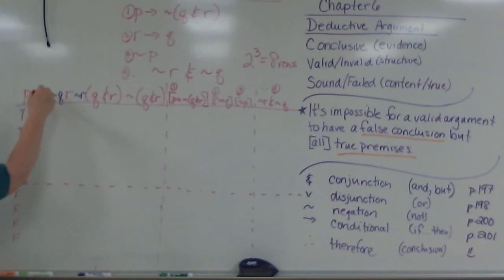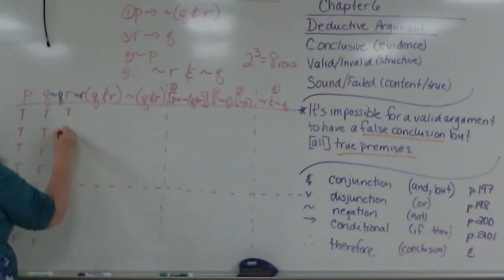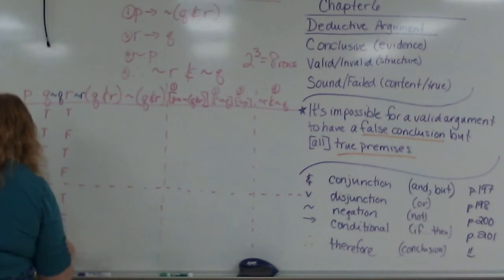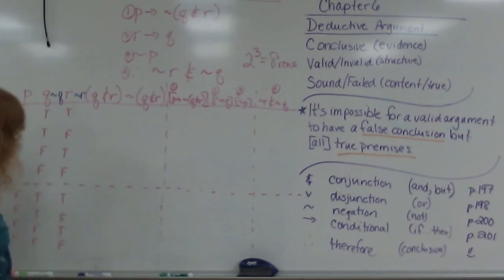Now half of that is 2, right? So I'm going to start with 2 trues, 2 falses, 2 trues, 2 falses, okay? And then half of that is 1, so 1 true, 1 false, 1 true, 1 false, all the way down the line, hopefully keeping them sort of straight. Lined paper is a blessing, okay?